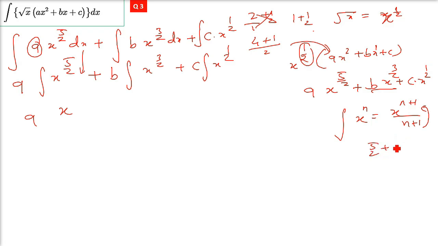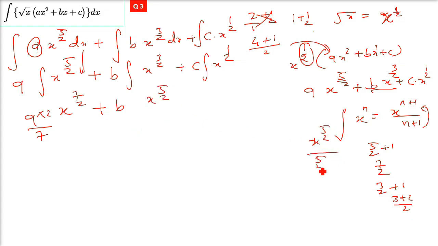What is x raised 5 by 2 plus 1? 5 by 2 plus 1 is 7 by 2. So x to the power 7 by 2 divided by 7 by 2. When it is in the denominator, 7 by 2 goes up. It will be 2 by 7. So 2a by 7 plus b. X raised 3 by 2, 3 by 2 plus 1, that is 3 plus 2 by 2. So x to the power 5 by 2, and in the denominator we have 5 by 2, and this goes up, 2 by 5 it will be.